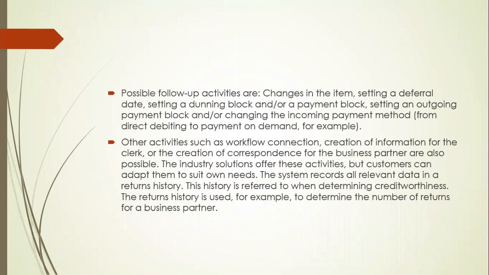So what do we need to do? We have some activities. We understand the contract account, then we change the item. If it has a partial amount, we change the item. We can give some deferral date. We say, look, you are not able to pay by 1st of January, pay by 31st of January. We can give them 30 days. We can also set a dunning block or payment block. If he is not paying within time, definitely the dunning process will be activated. If he assures us, okay, we'll pay, then we put a lock on dunning, so the notice will not get generated.